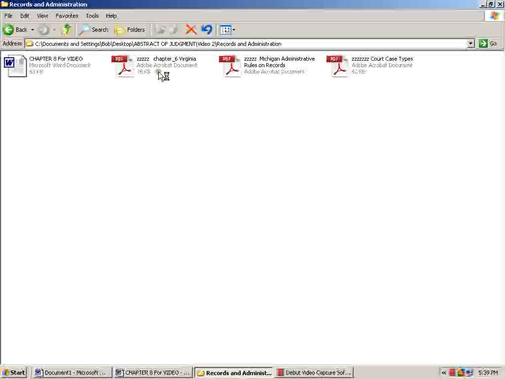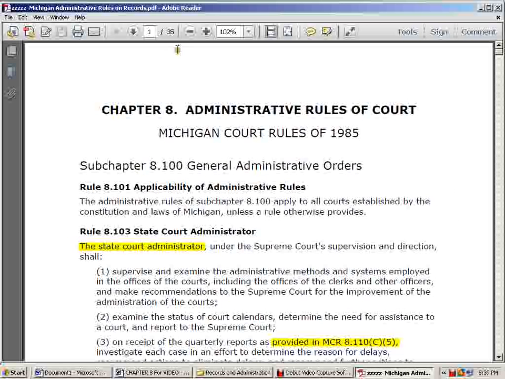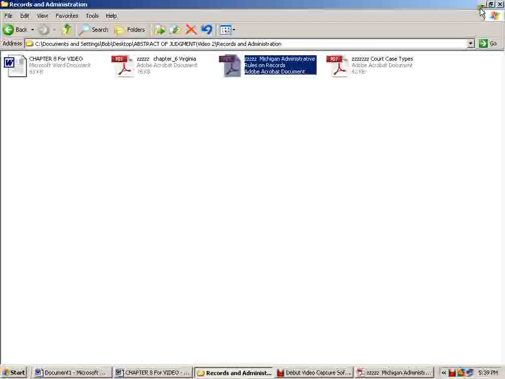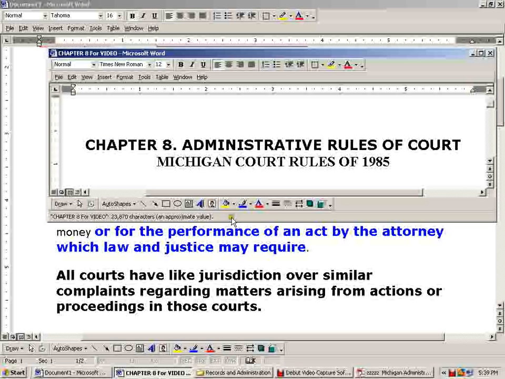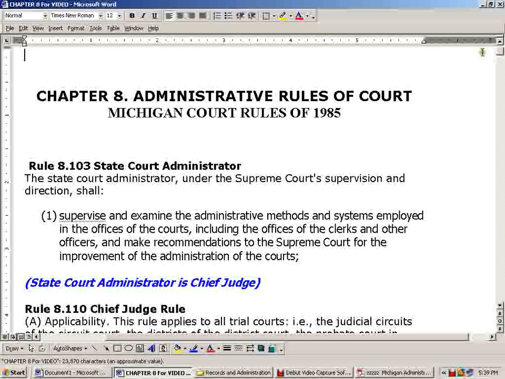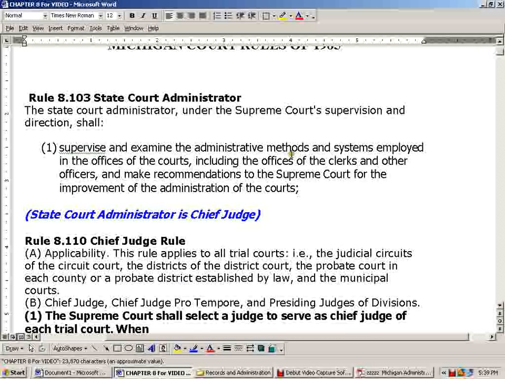So in Michigan, you're going to want to find something like this here. All right, Administrative Rules of Court, Michigan Rules of Court 1985. We're not going to look at this because it's a little bit too hard to read, but I pulled the good parts out.